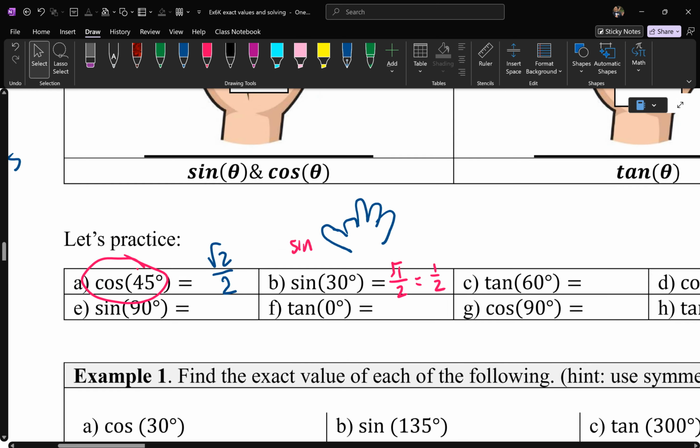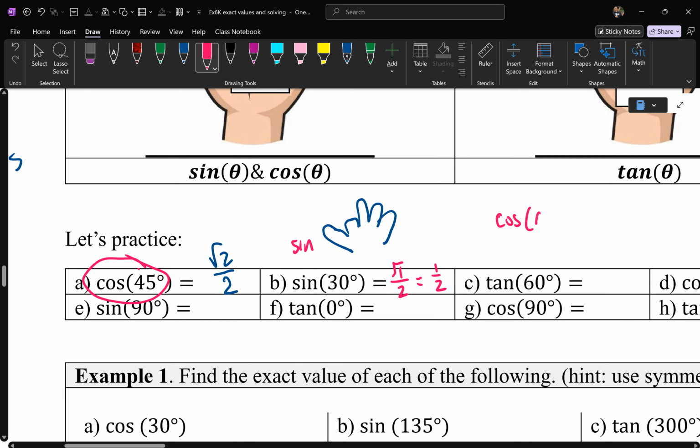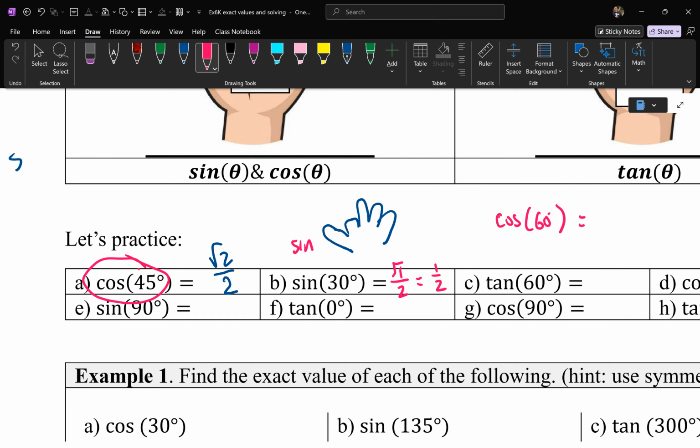Let's do another one. What's cos of 60 degrees? So think about which one's your 60-degree finger. That's your ring finger. So it should be 1, 2, 3. Your ring finger goes down. So cos, how many cos fingers do you have? 1. So it should be root of 1 over 2. So the answer is half.